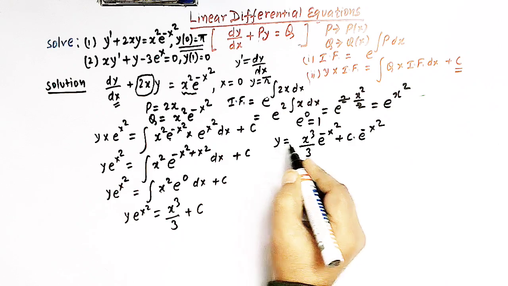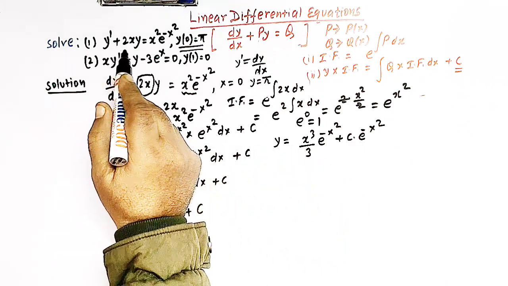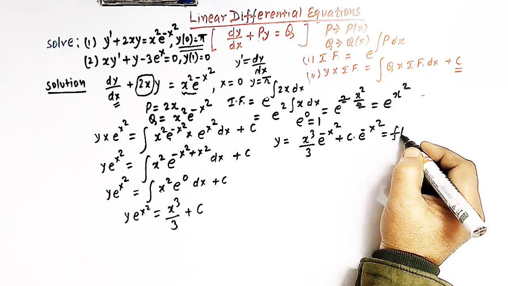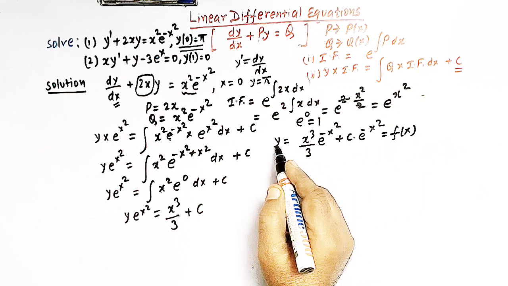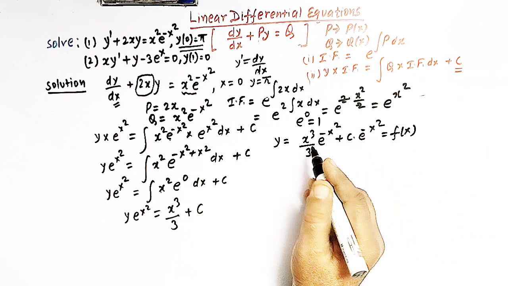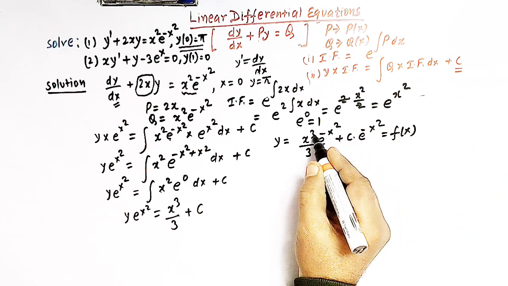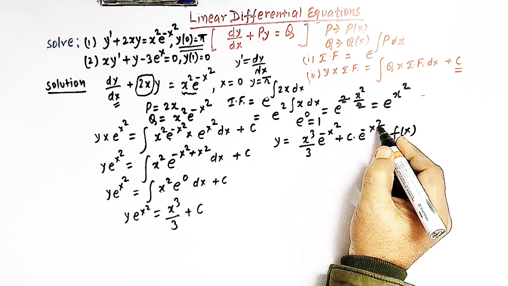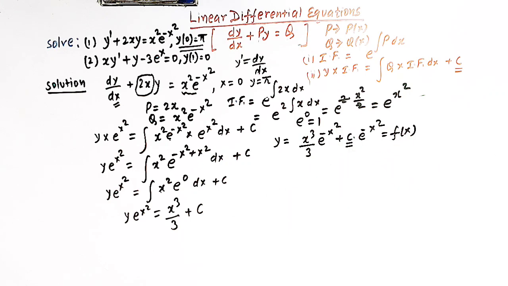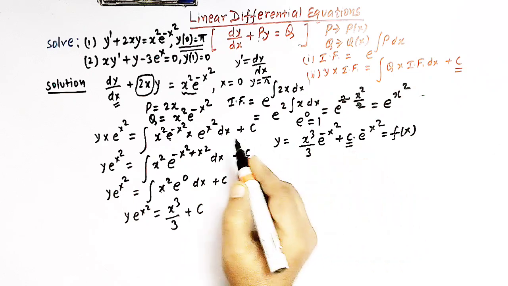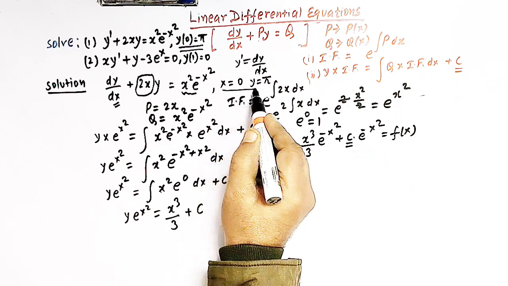So here we have the general solution of this differential equation as y is equal to f of x, right? So we have expressed y completely in terms of x, and the general solution is x cube over 3 times e raised to minus x square plus c times e raised to minus x square, and here c is some arbitrary constant, right? So to find out the value of the constant of integration, let us make use of this initial condition.